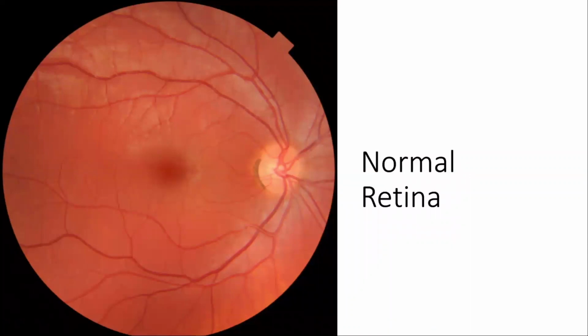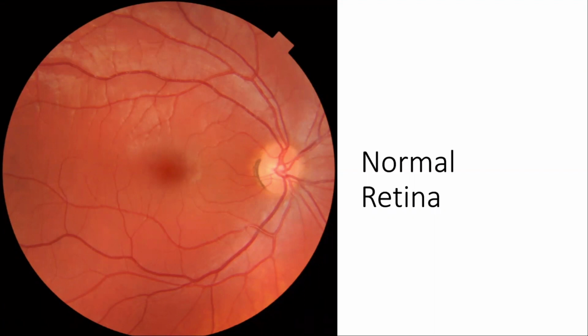So here is a normal retina. Get a good idea what this looks like, because from here on out in the presentation, we probably won't see another normal retina. I don't have too many gross pictures, but we do have some pictures of diabetic changes that happen in the eye.